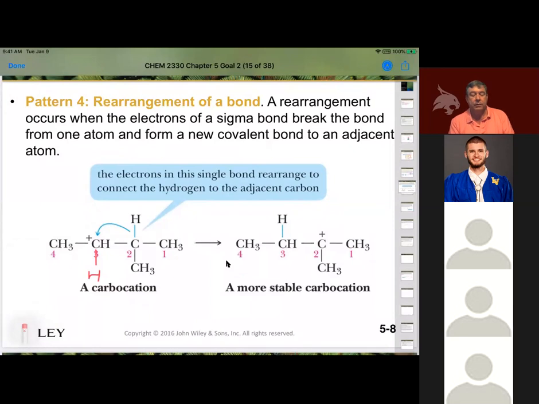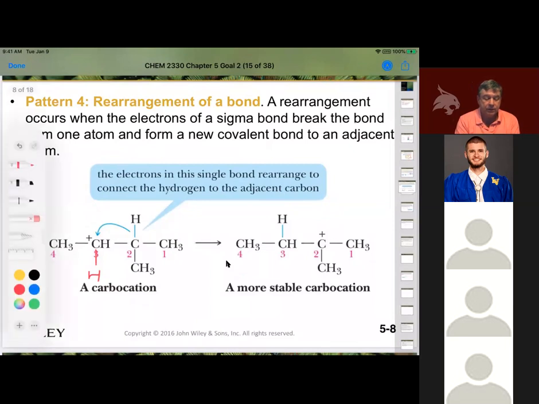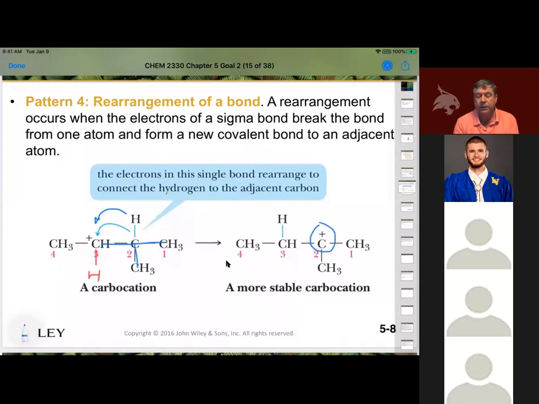and two carbons bonded to it. That makes it a secondary carbocation. Okay. So just by transferring a proton from one carbon over, that allows this now, this has 1, 2, 3 carbons on it, to give us a tertiary carbocation.